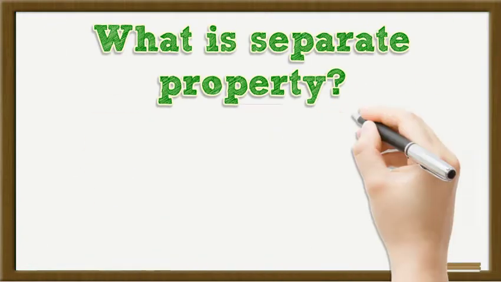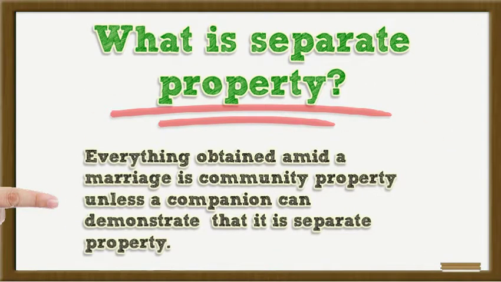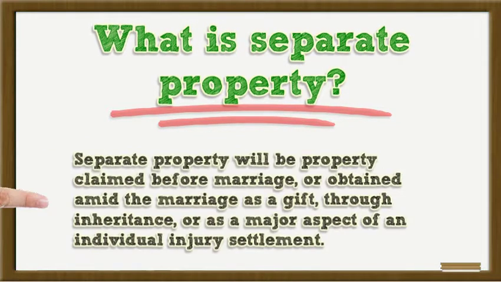What is separate property? Everything obtained amid a marriage is community property unless a companion can demonstrate that it is separate property. Separate property will be property claimed before marriage, or obtained amid the marriage as a gift, through inheritance, or as a major aspect of an individual injury settlement.